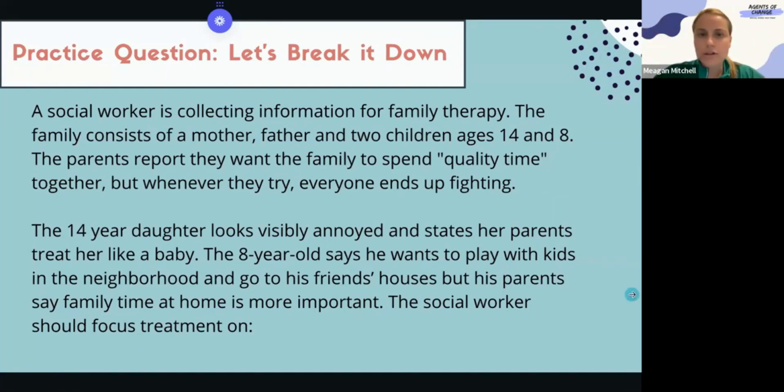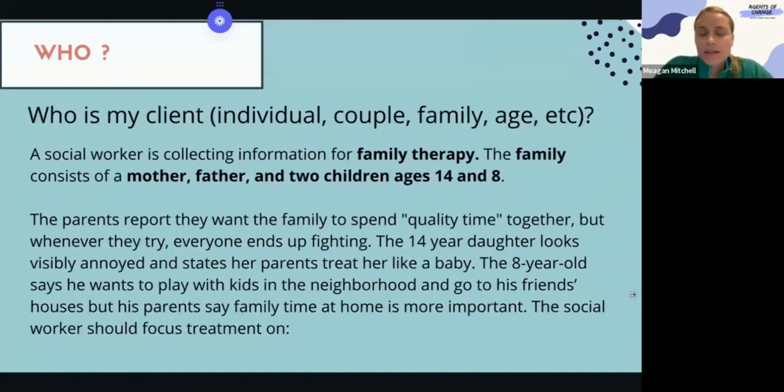So our first W is our who. In this stem, who is our client? That's what the who means. Who is your client? Is it an individual client? Is it a couple, or is it a family? Is it a group here? Our client is the family system. They're here for family therapy, right? We're not treating each one individually, family as a unit. We know the family unit consists of a mother, father, and 2 children, and it gives us the ages of the children. Age matters because we know there's developmental milestones that everyone meets at certain times.